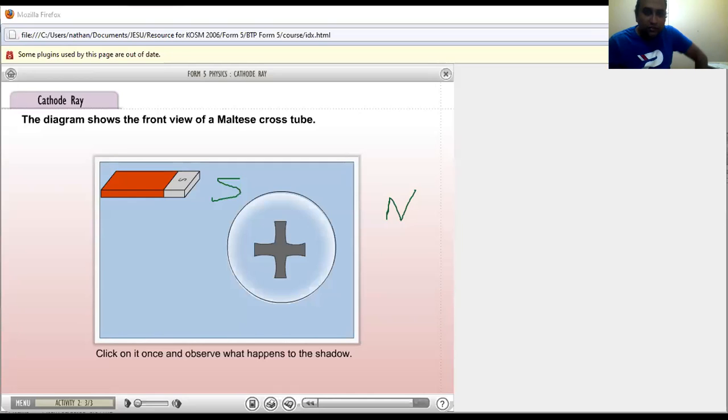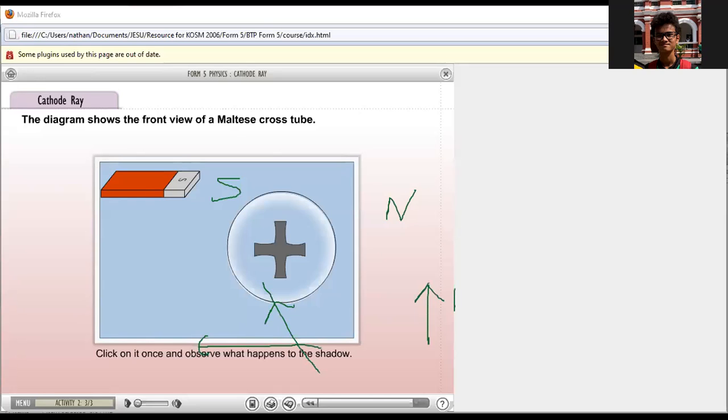Okay, so that means your second finger must be pointing this way, north to south. That means the electron is coming out, so the current is going in. That means your third finger must be pointing inward. So that's why you see the force is upward.